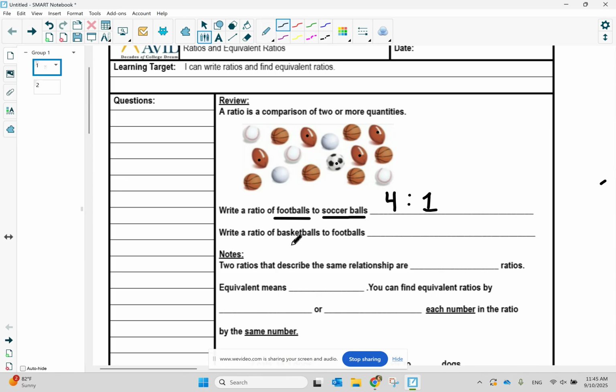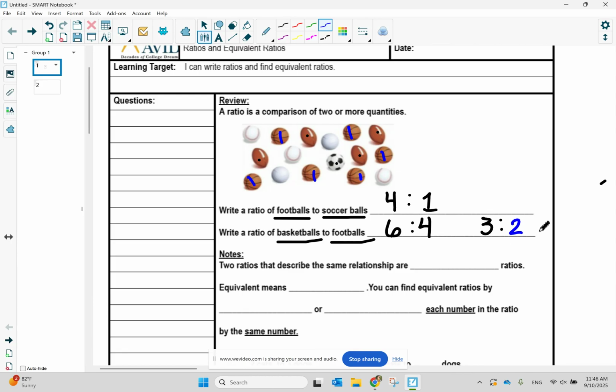All right, then we can do the ratio of basketballs to footballs. So now we'd go through and count the basketballs. 1, 2, 3, 4, 5, 6. So I'd have 6 colon the number of footballs, which I already counted was 4. You can simplify this ratio since they both can be divided by 2. You can simplify the ratio by dividing them both by 2 to be 3 to 2.